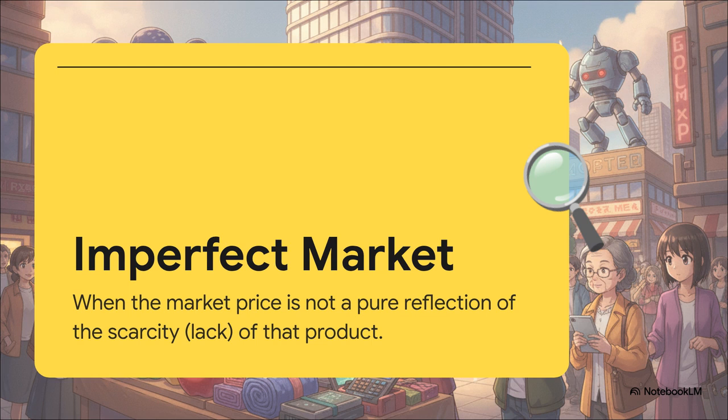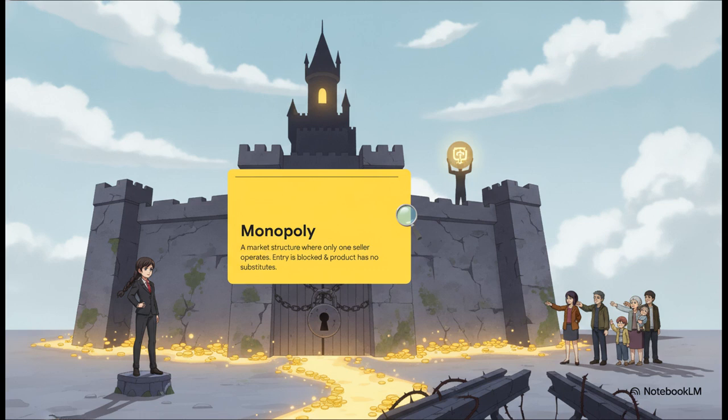An imperfect market happens when the price isn't just a pure reflection of supply and demand or scarcity. In these markets, the sellers actually have power. They can influence the price. And sitting at the absolute extreme end of that power scale is the monopoly. This is a market structure where there is literally only one single seller. They aren't just competing in the industry, they are the entire industry.